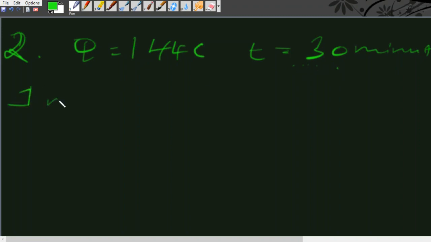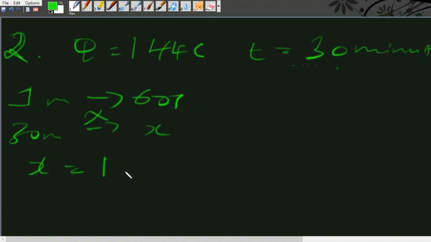So we know that 1 minute is equal to 60 seconds. What about 30 minutes is equal to x? And if we multiply there, x is equal to 60 multiplied by 30, that's 1800 seconds. Since we know our time in seconds there, we can calculate current.